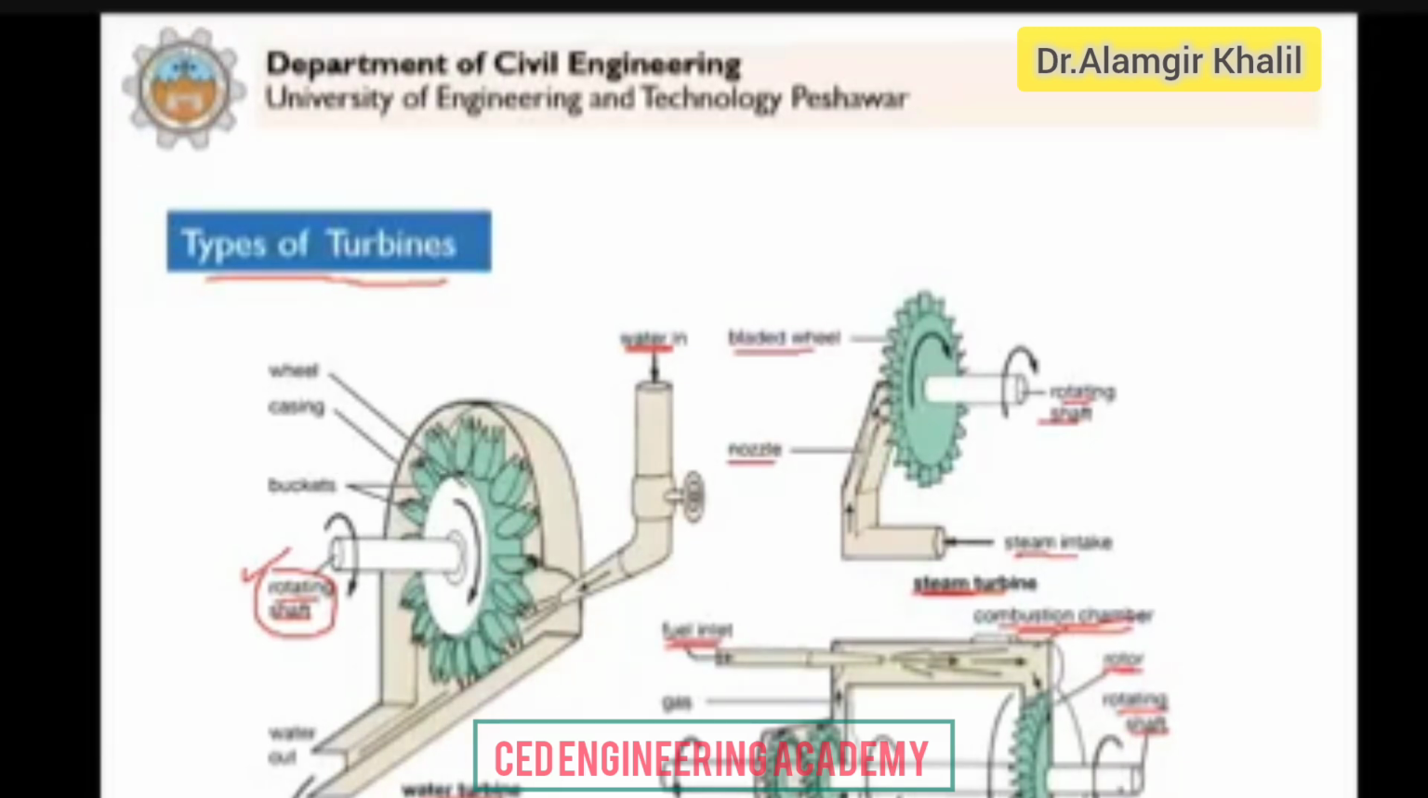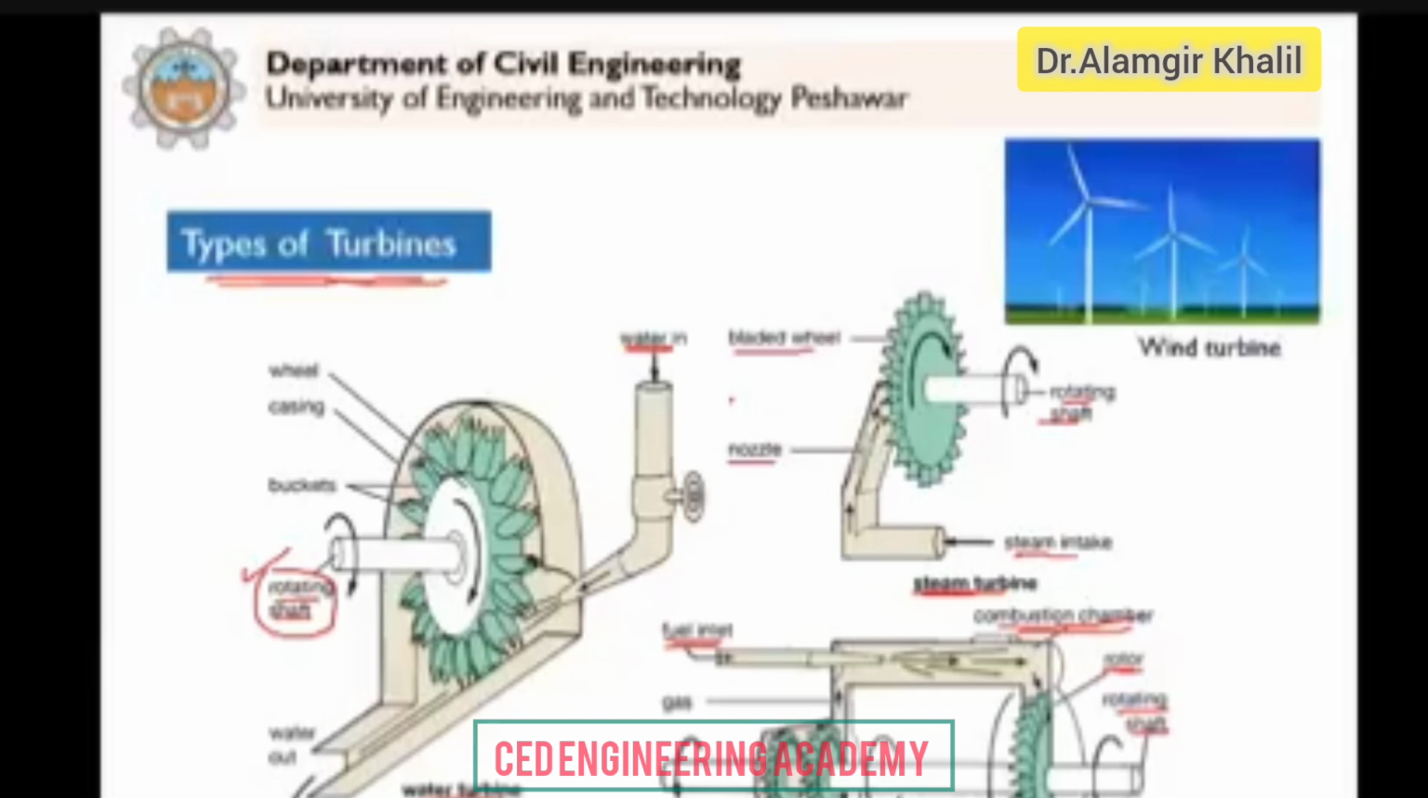Clear? Now you can see that we have different types of turbines nowadays, and we are using wind turbines. In this case, when the wind passes through the blades of this turbine, it will rotate these blades, and this is how the wind energy is converted into mechanical energy, and we are able to produce electricity.